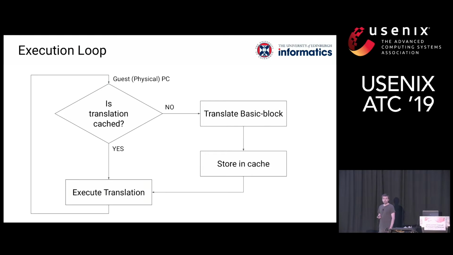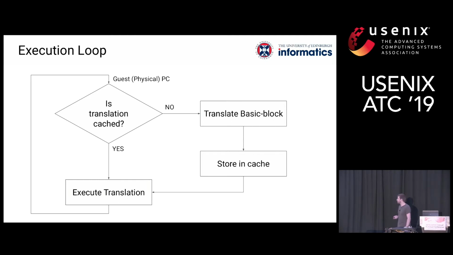And this is what the execution loop looks like on a very high level. We start off with the guest physical PC, and the physical PC is checked to see if a translation for that PC exists. And if it does, it just executes the translation and then loops back around. And if it doesn't, the basic block is translated, stored in the cache, and then executed. There's a lot of cool things that we do to make this go faster. So we do jump chaining, and we can stitch things together. But pretty much that's the execution loop.